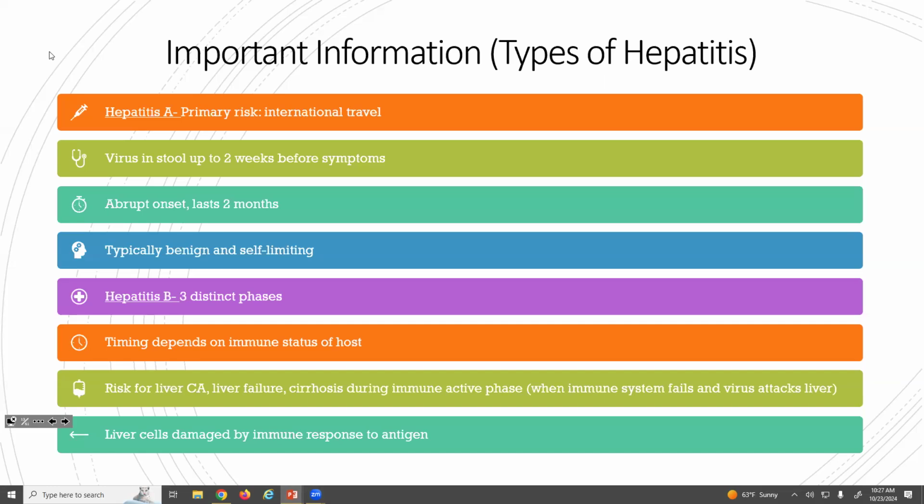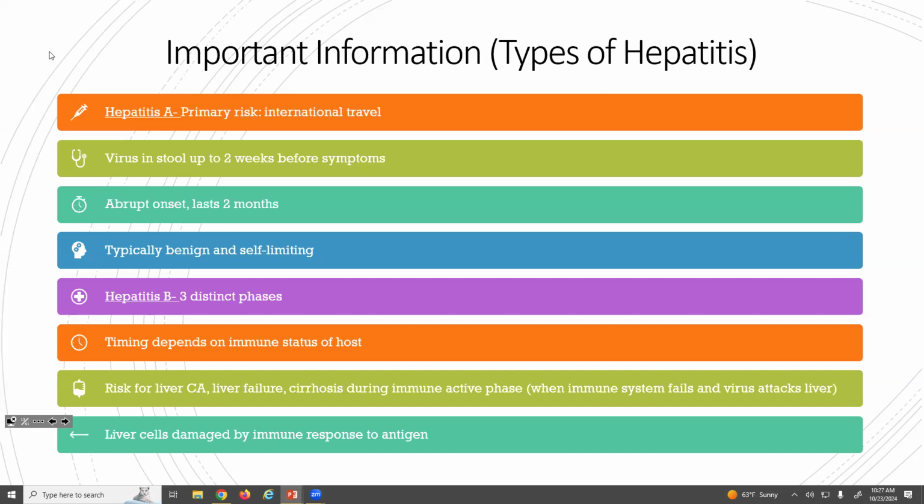The virus in the stool, with your fecal-oral route, can be in your stool for up to 2 weeks before you start to see symptoms, or after exposure. And with A, abrupt onset can last 2 months. So for 2 months, we need to be really careful with preventing transmission. And typically, again, the symptoms are gonna be more benign and self-limiting compared to your hepatitis B or C. Is everyone with me so far?